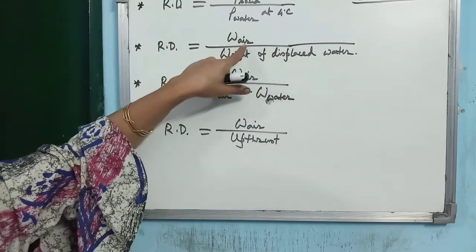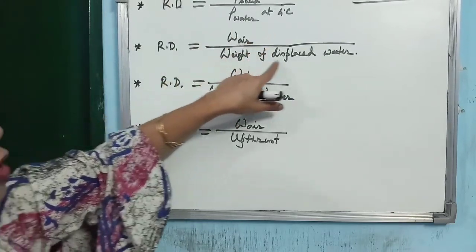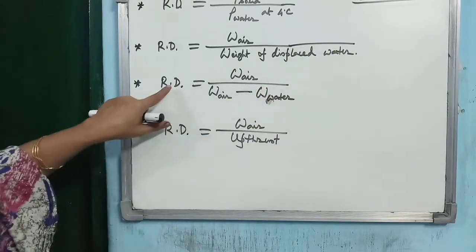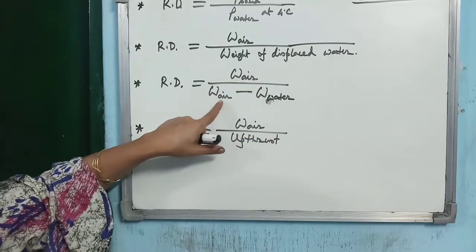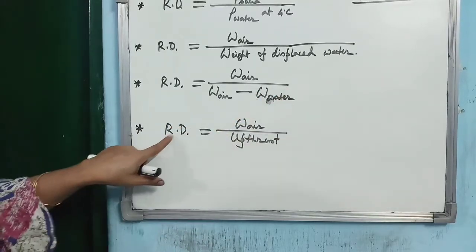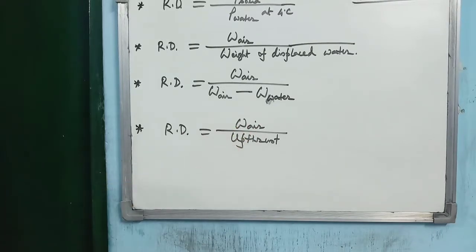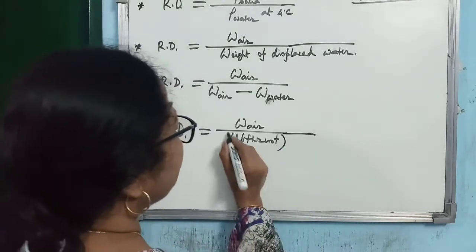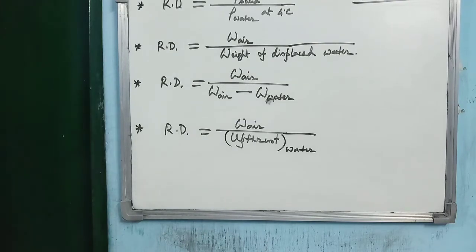So W air means whose weight? Weight of the solid body in air divided by weight of displaced water. And then you can write it as weight of the body in air divided by weight of the body in air minus weight of the body in water. Or you can write it as weight in air divided by upthrust. Alright, upthrust of water. Upthrust exerted by whom? Upthrust exerted by water, not any other liquid. Okay, that is another important point you have to remember.